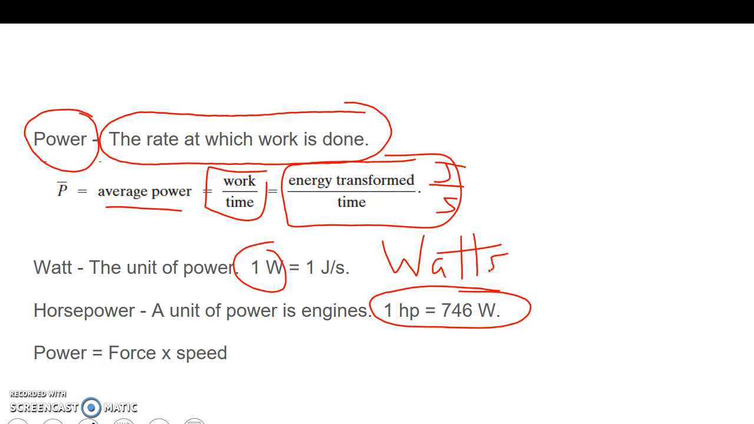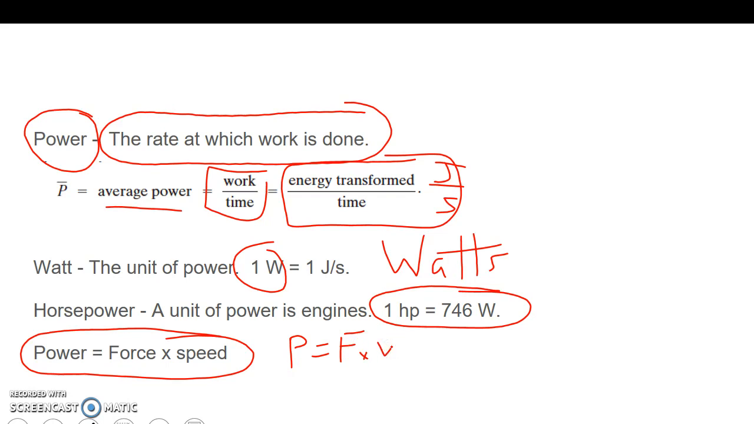Another equation that's useful, and this is one that textbooks show sometimes, I'm showing it to you here. Power is force times speed. So the power at any given time is the force times the speed. And this is an equation that will make life easier. Again, I'll give you a sample problem where that happens. So that's power.